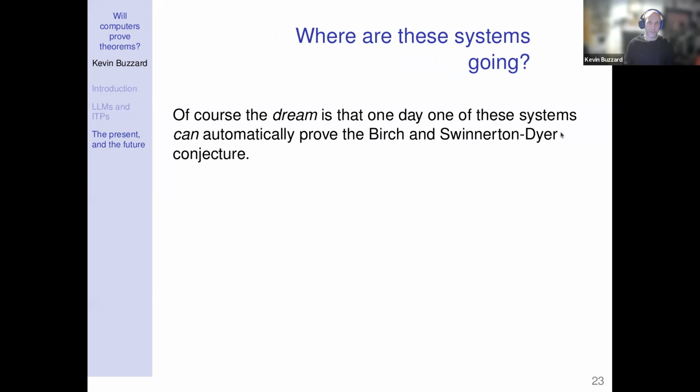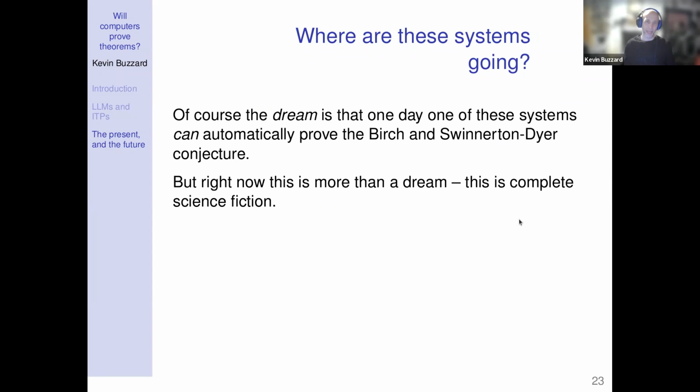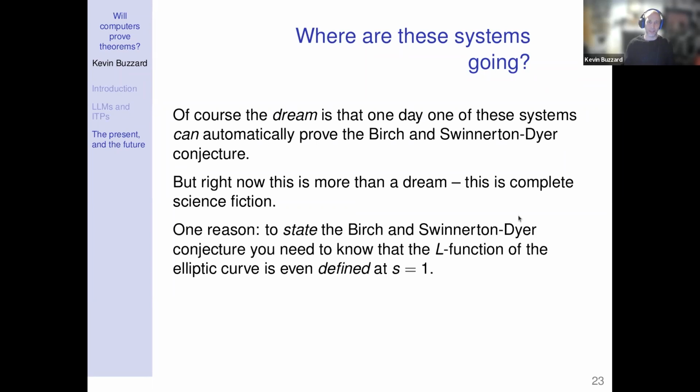So, of course, the dream is that one day you're going to type the Birch and Swinnerton-Dyer conjecture into a machine and you press a button and it solves it. But right now, it's science fiction, right? It's not a dream. It's just a fantasy. It's complete science fiction. And one of the many reasons why this is science fiction is that it's extremely difficult to even state the Birch and Swinnerton-Dyer conjecture.